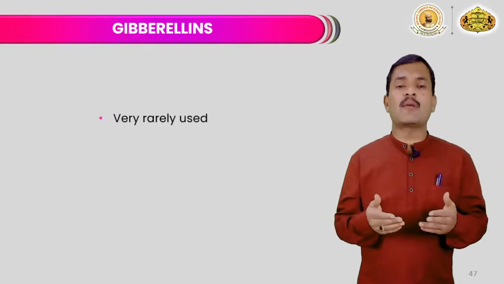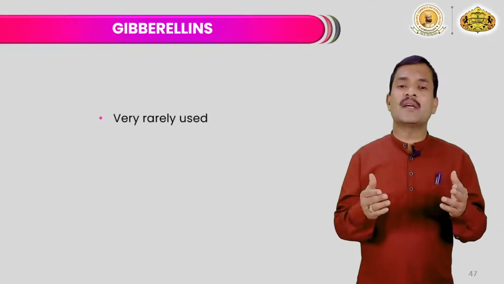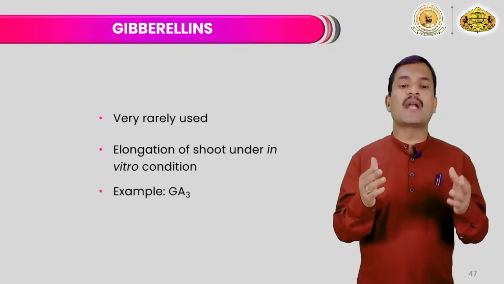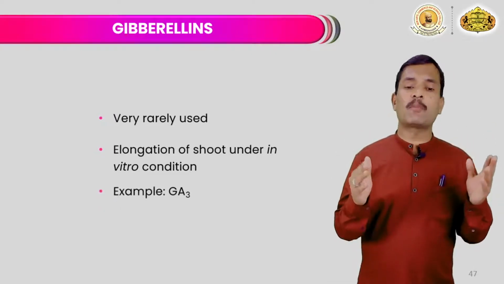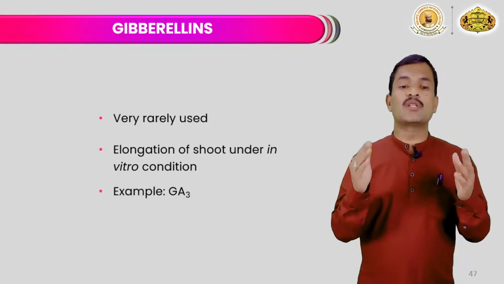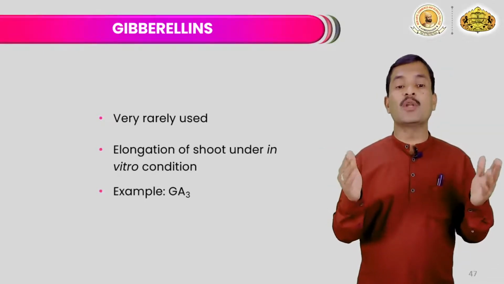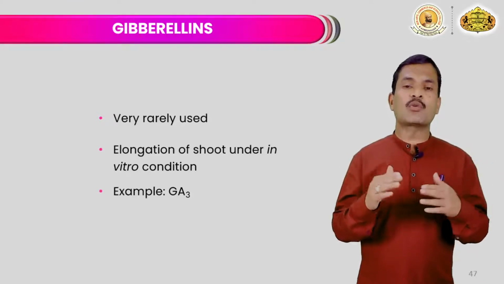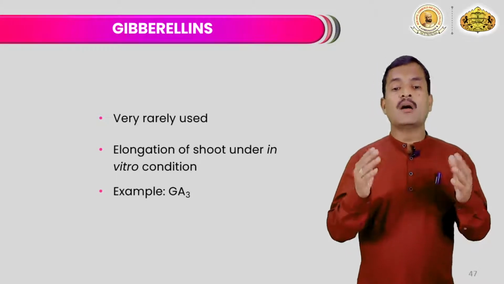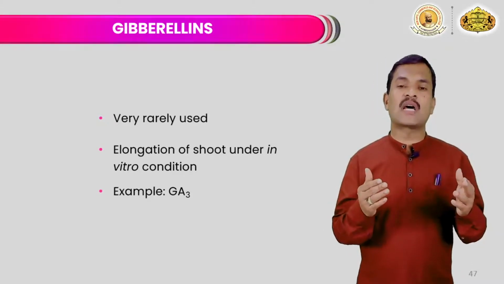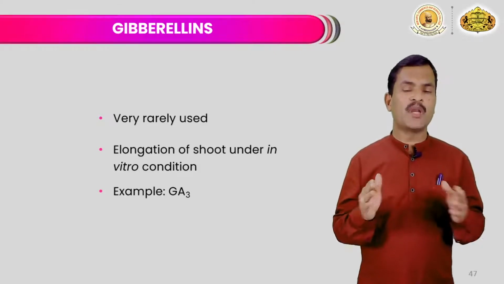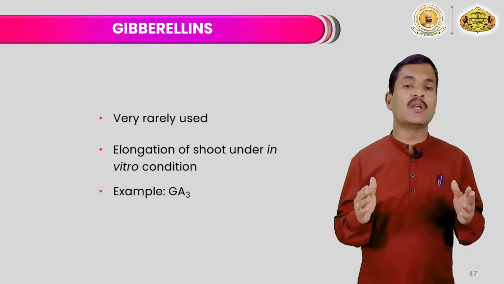Likewise, there are other hormones, gibberellins, or gibberellic acid. This is the best example of that. It is rarely used in our plant tissue culture media, and because of that it is not used regularly. It is also going to cause elongation of the shoot. It also induces flowering. There are so many other roles, but it is rarely used in our media, remember. Very few people have used this hormone in a media.